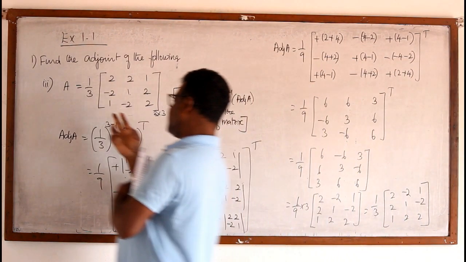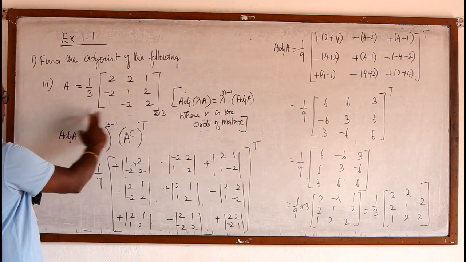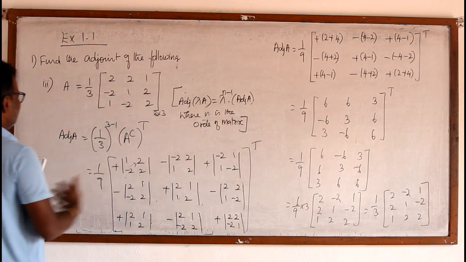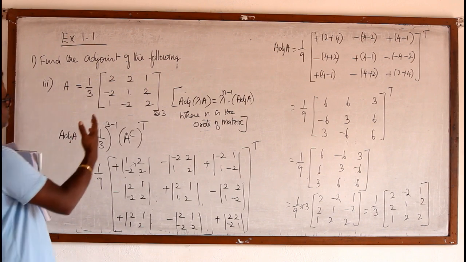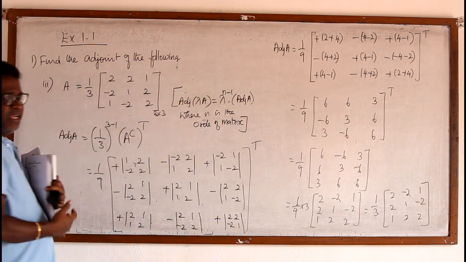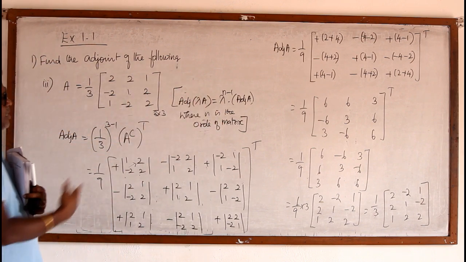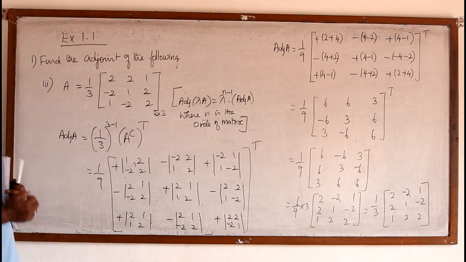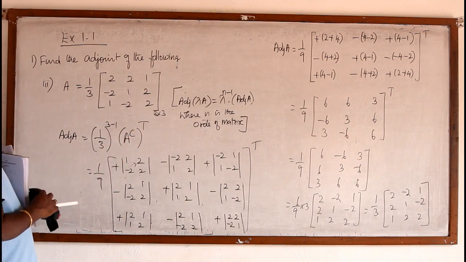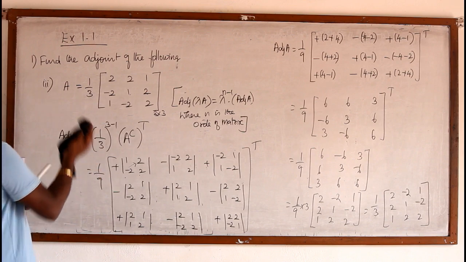So if you have a constant multiplier with the matrix, then you must apply this theorem. This is the only problem where you have this form. So it is lambda power n minus 1, where n is the order of the matrix. And if you find the adjoint this way, it will be easier. So this is the method we are following, and it will be easy also.